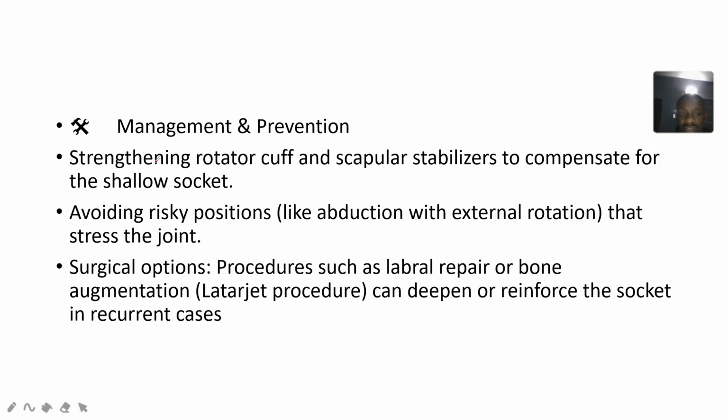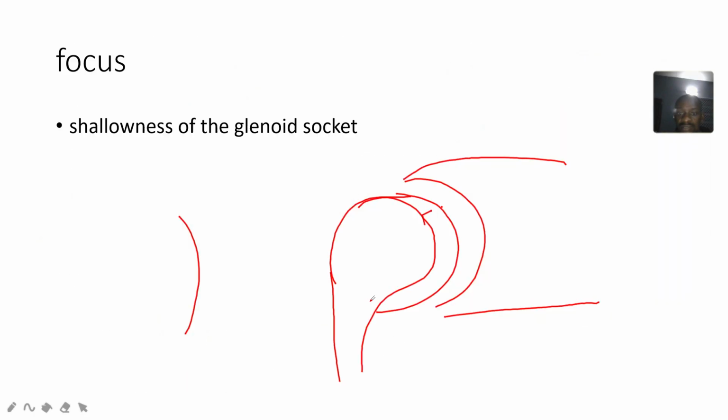Management and prevention is strengthening the rotator cuff and scapular stabilizers to compensate for the shallow socket. Avoid risky positions. Procedures such as labral repair or bone augmentation can actually deepen the socket and reinforce it in recurrent cases.